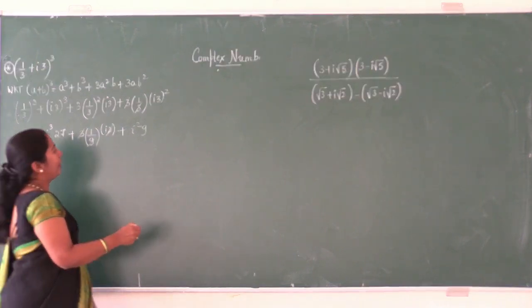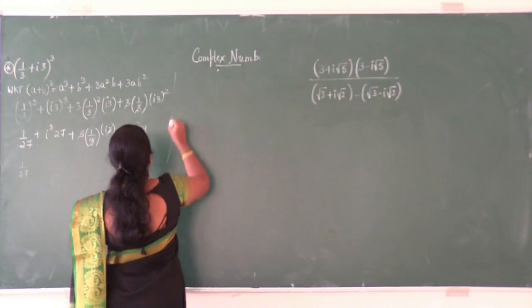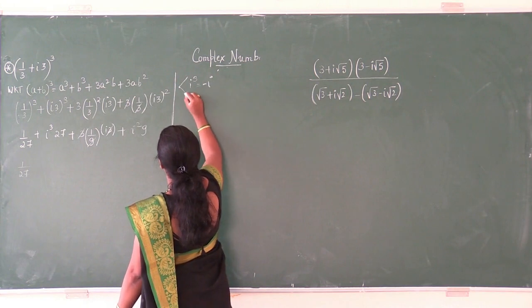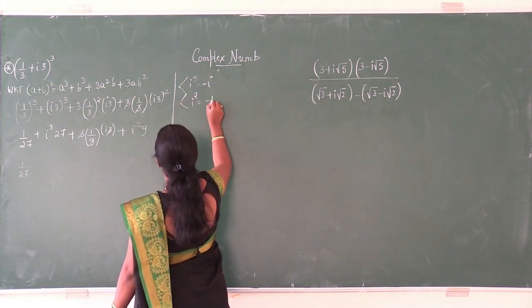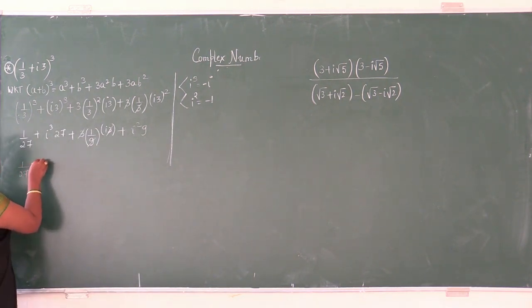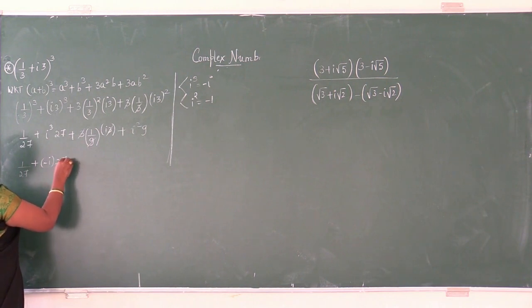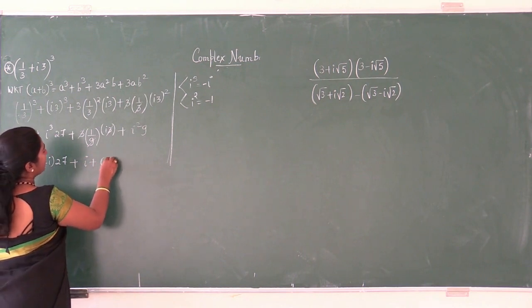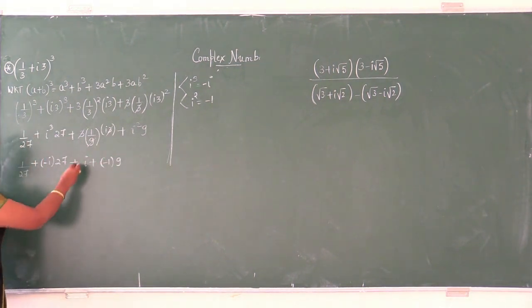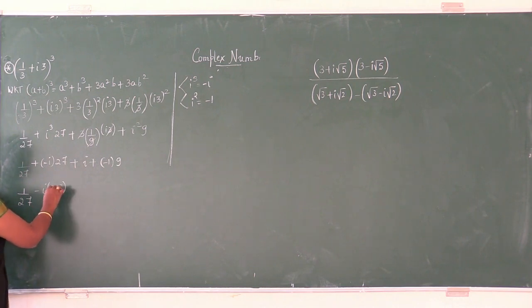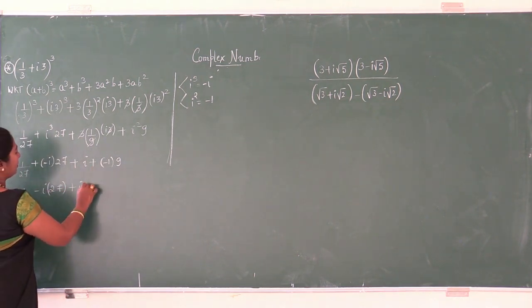We know that, what is the value of i cube? The powers of i: the value of i cube is minus i and the value of i square is minus 1. So this can be written as minus i into 27 plus what remains? i plus what is the value of i square? Minus 1. Minus 1 into 9. Simplifying further, we have 1/27 plus minus i into 27 plus i plus minus 1 into 9.